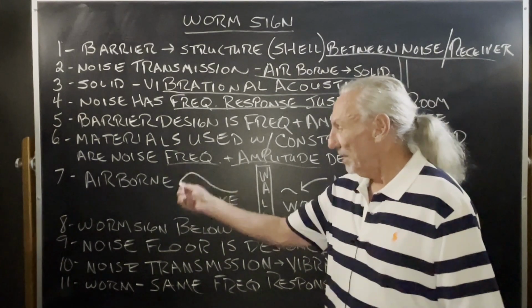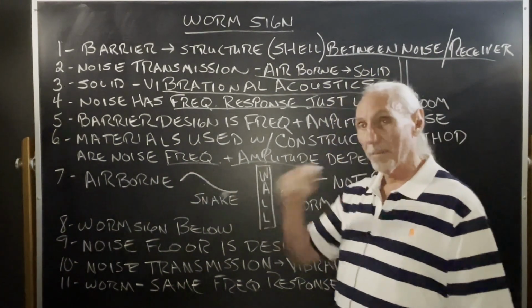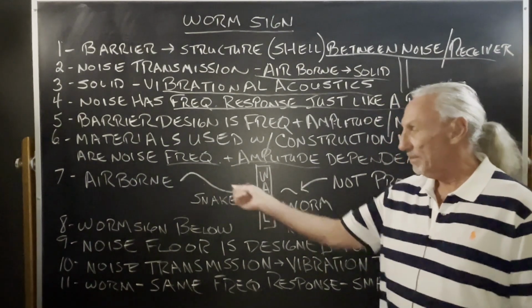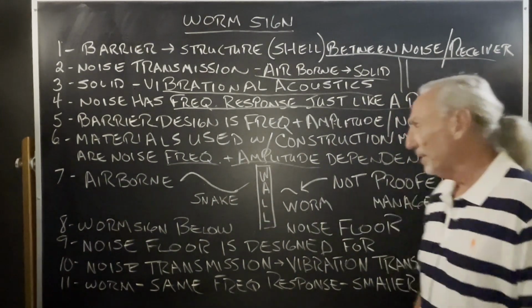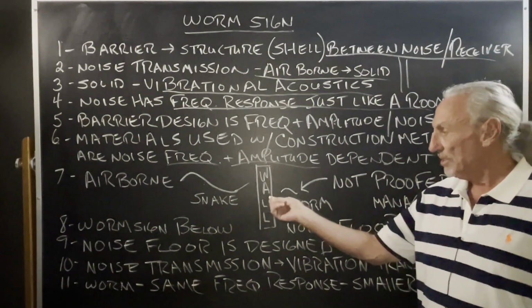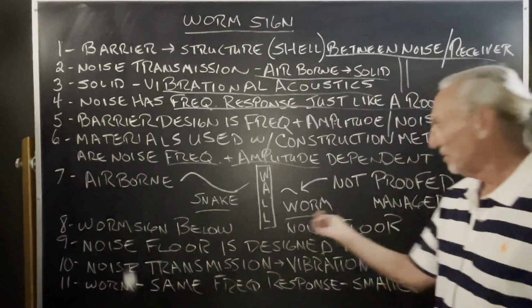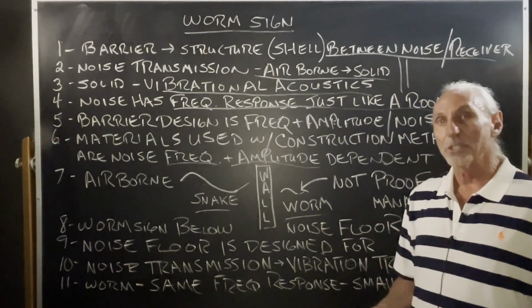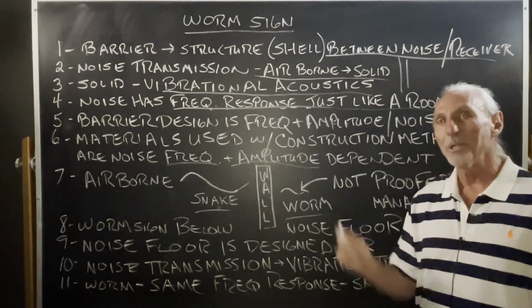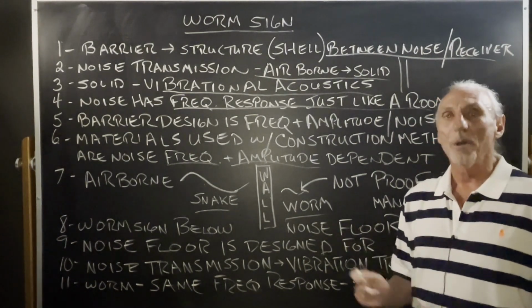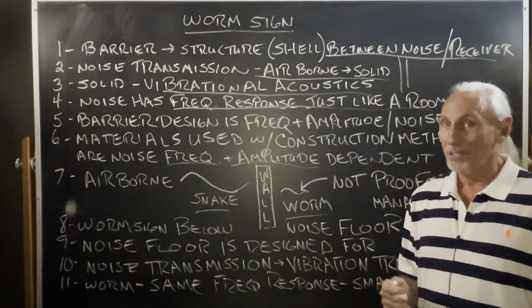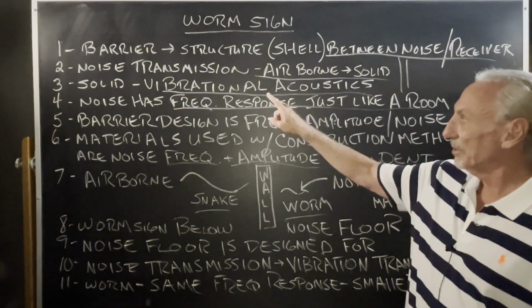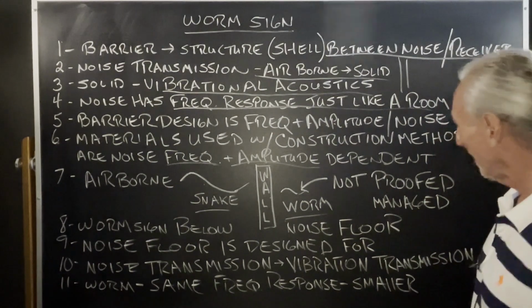So our airborne energy has a frequency response. There's our typical frequency response we see in rooms, right? High on the low end, dips down in the middle, and comes back up on the other side. Well, when it strikes our wall, we go from a snake to a worm. It's the same frequency response. We just want to make it smaller. We want to reduce its amplitude. We want to reduce its strength, but it's going to be the same frequency response. It's just now vibrational acoustics, so we have to deal with it in there.